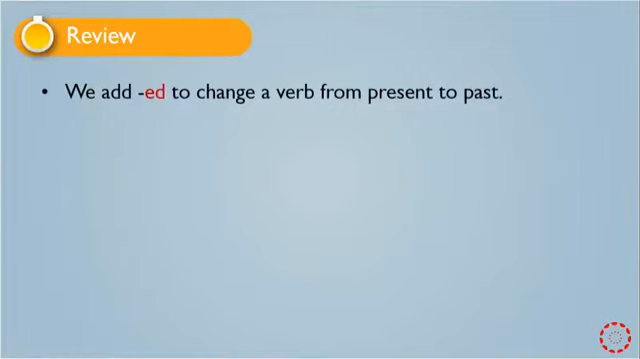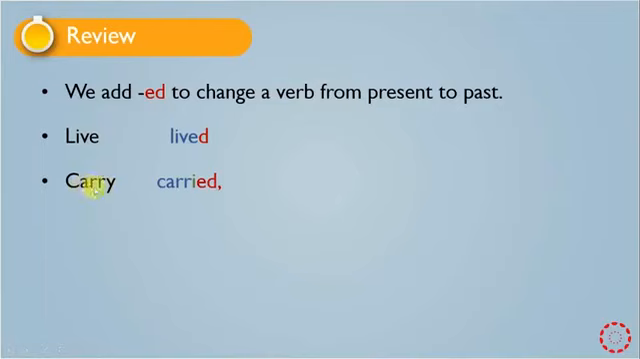Let's review what we talked about in this lesson. We talked about the past simple with main verb. When we change a verb from present to past, we have to add ed for regular verbs. If a verb ended with e, we only add d, just like live, lived.